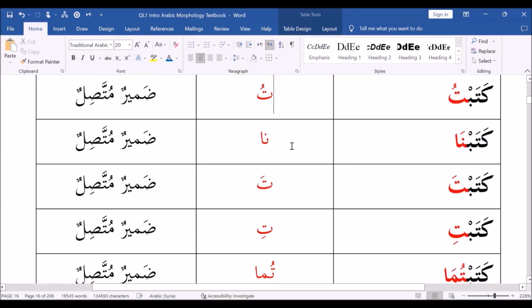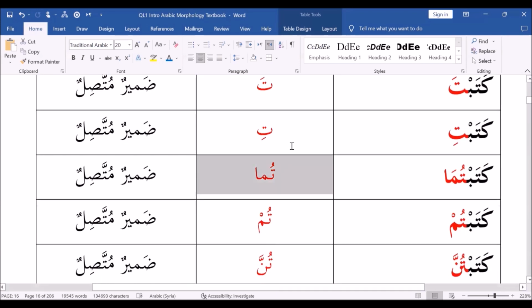Think of it this way. Tu is the connected version of ana. Na is the connected version of nahnu. Ta is the connected version of anta. Ti is the connected version of anti. Tuma is the connected version of antuma. Tum is the connected version of antum. And tunna is the connected version of antunna.